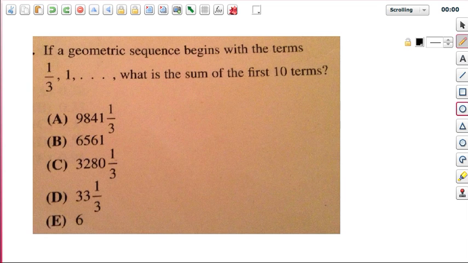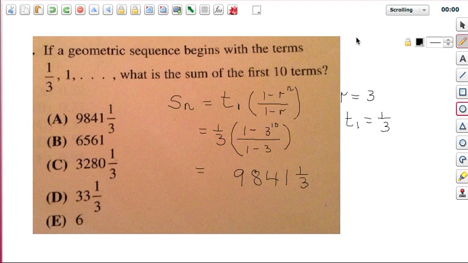Next question. Pause your video and try this. Take no more than a minute. Let's go ahead and look at this problem. If a geometric sequence begins with the terms 1/3, 1, what is the sum of the first 10 terms? Recall that the sum formula for the geometric series is the first term times 1 minus the common ratio to the power number of terms, divided by 1 minus the common ratio. You can see that if you multiply 1/3 by 3, you get 1. And we are told it's a geometric sequence, so the common ratio r is equal to 3, and the first term, t1, is 1/3. So plugging r and the first term into the sum formula, we get 9841 and 1/3. And the correct answer is A.